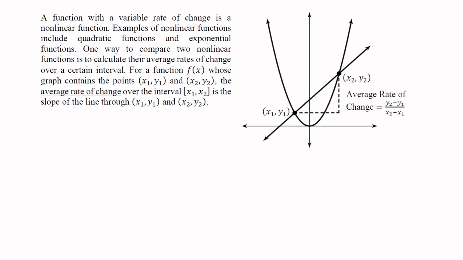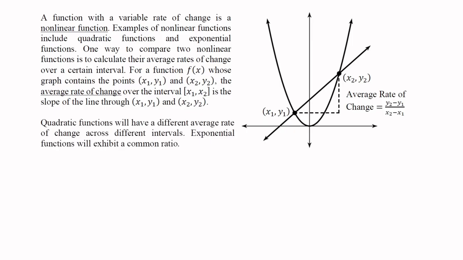So, in other words, if you pick 2 points along, say, a parabola, and you find the rate of change, it's the same as the slope of the line that goes through those 2 points. Quadratic functions will have different average rates of change across different intervals. Exponential functions will exhibit a common ratio.